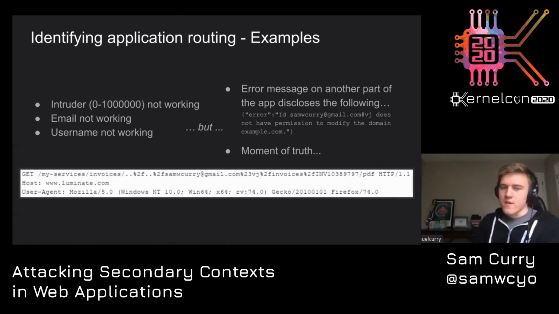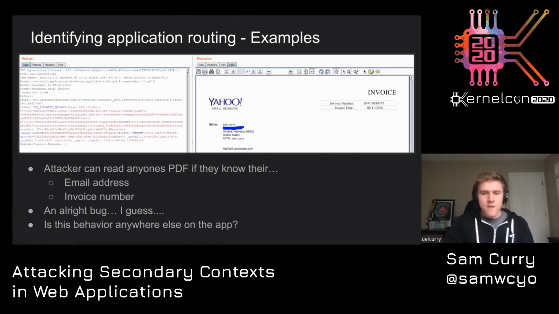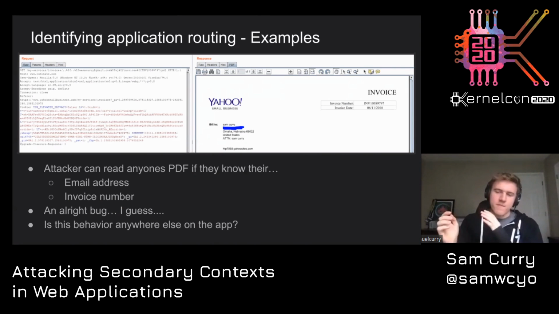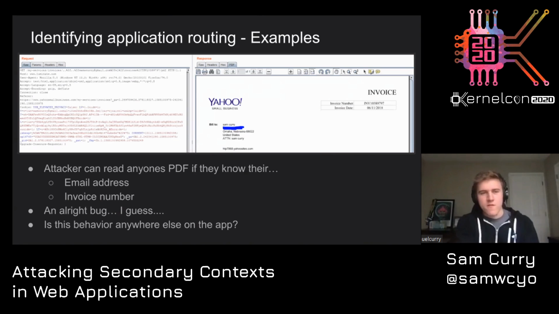I looked around the application for a long time until I finally saw this error message, where it says ID samwcurry@gmail.com, hash VJ does not have permission to modify example.com. I was thinking, okay, that's kind of weird. Why don't I just try this to see if it's indexing here? So I went forward and did that, and it worked. I was able to identify that this service was talking to a second service, which had indexed my account using my email and some weird VJ string afterwards.